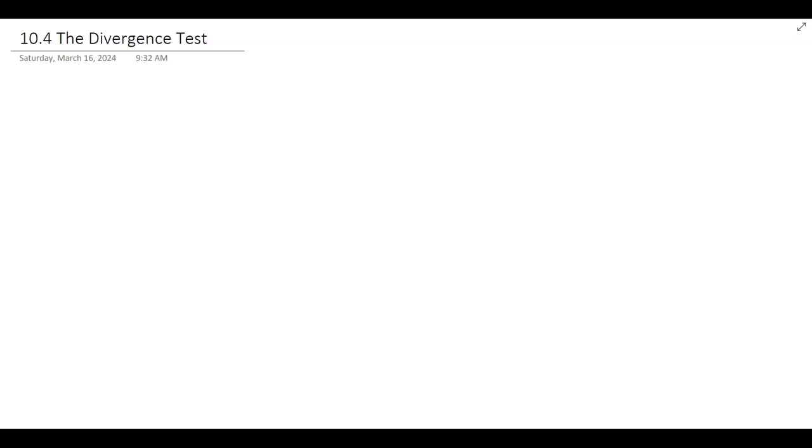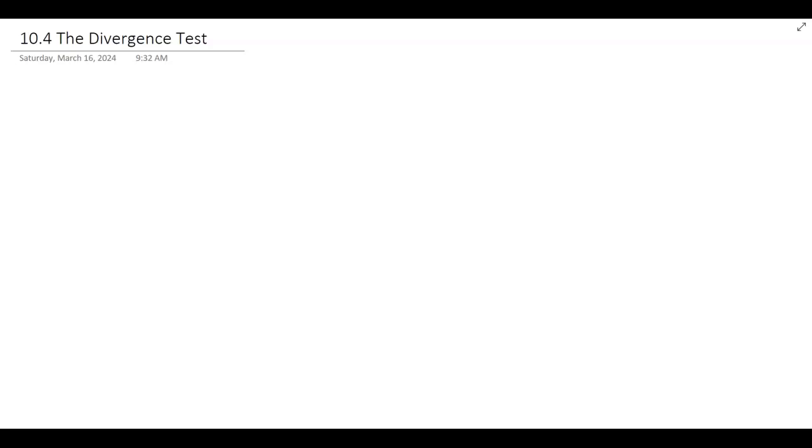Up to this point in Chapter 10, we have looked at some very specific types of series. We've looked at geometric and telescoping series. What is unique about those two is when they do converge. We saw that geometric converges when the ratio, the R value, is less than 1, and it diverges when the R value is greater than or equal to 1. But we can actually determine what it converges to by using the formula A over 1 minus R.